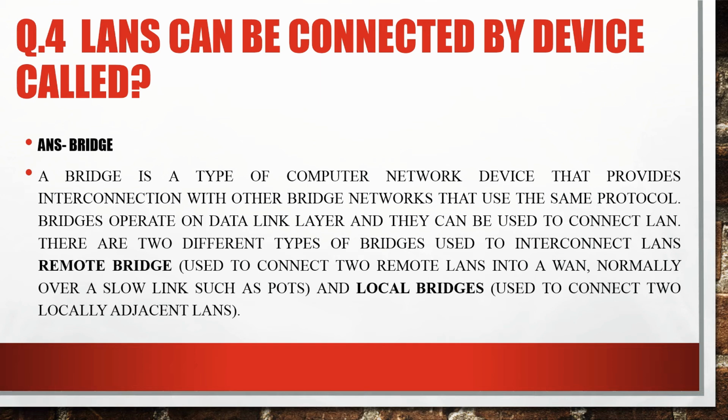Now the third point is, you should know that there are two different types of bridges used to interconnect LANs. The first one is remote bridge. Now what is remote bridge? Remote bridge is used to connect two remote LANs into a WAN. WAN means wide area network, normally over a slow link such as POTS and so on.